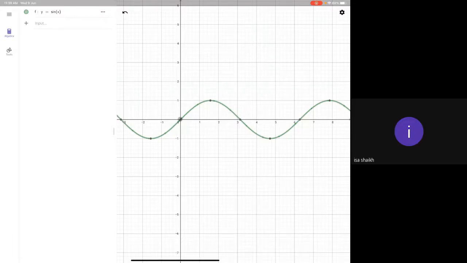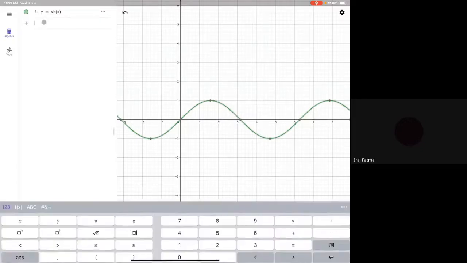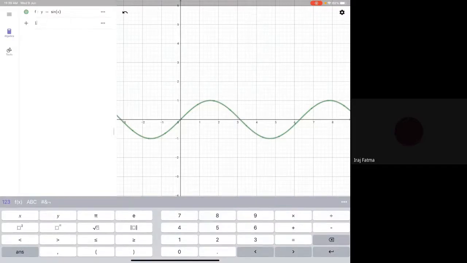This is 0, and this is sine 30, because this is approximately 30 degrees, pi by 6, and this is sine 45, which is 1 by root 2. You can remember the value of 1 by root 2. 1 by root 2 is approximately equal to 0.7. You just remember that value, it will be useful.